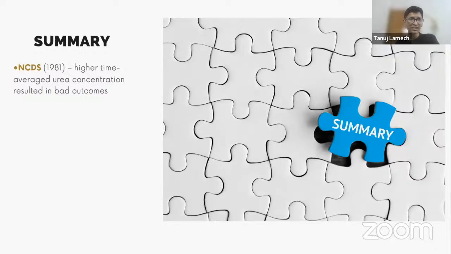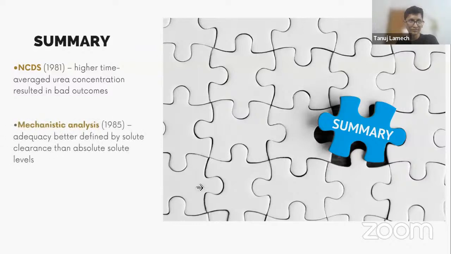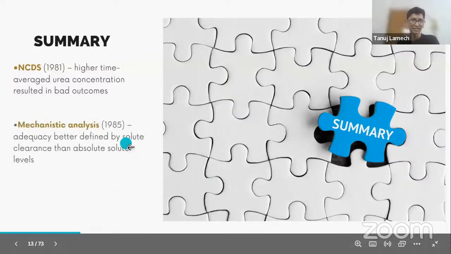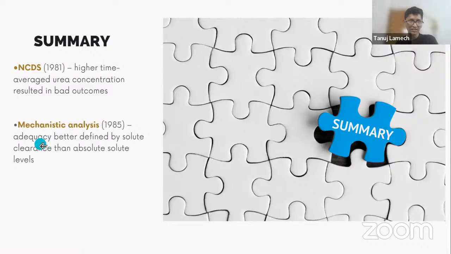So to summarize these findings now, the NCDS in 1981 found that a higher time average urea concentration had bad outcomes. So this was looking at concentrations, absolute values. The 1985 mechanistic analysis, Gotch and Sargent, said adequacy is better defined by solute clearance, that is, by Kt/V rather than absolute solute levels.